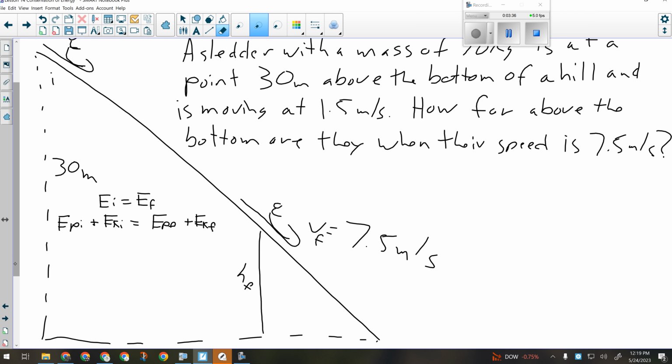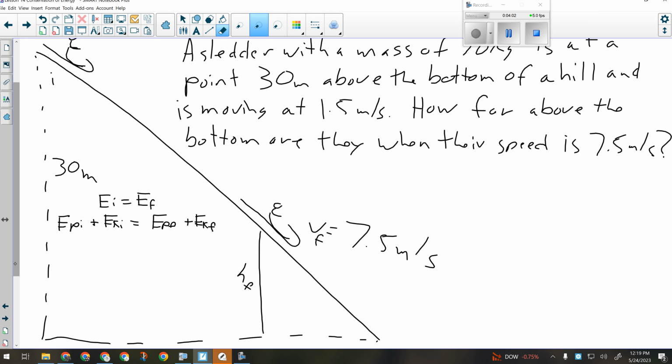Now, when we're talking about this point down here, they're asking us to calculate the height. That would imply that it's probably not 0. Would you agree? So we do have some final potential energy, most likely. And they're moving at 7.5 meters per second, so do they have kinetic energy? So that means none of those are 0. That means we can't cancel any of them. Everyone all right with that so far?